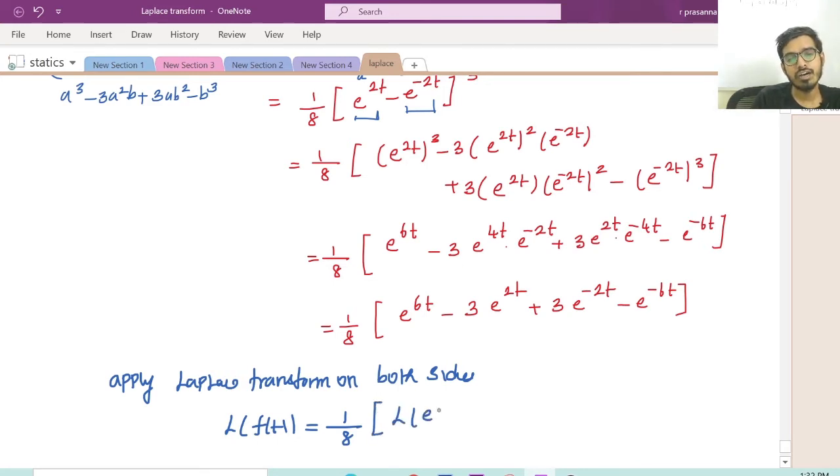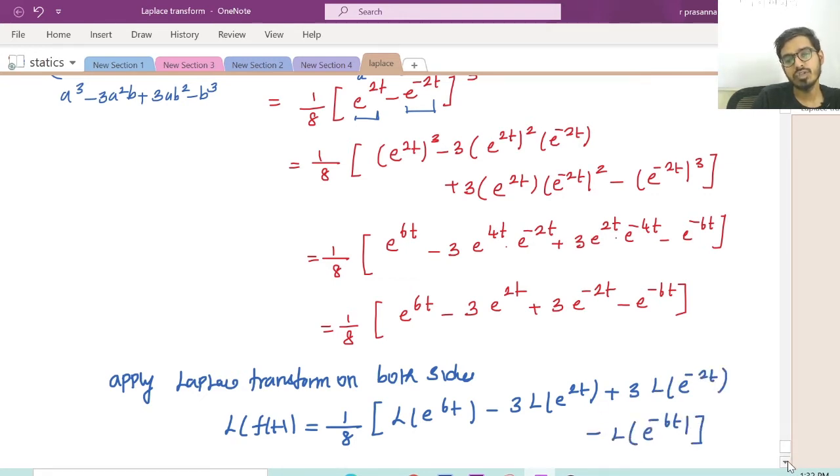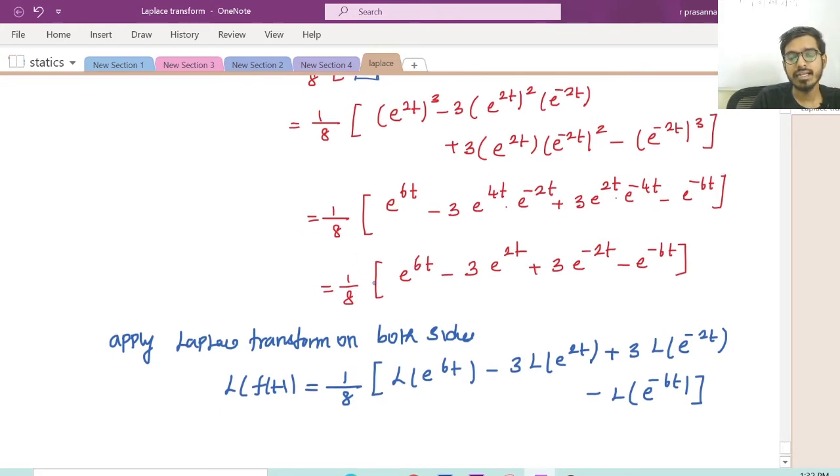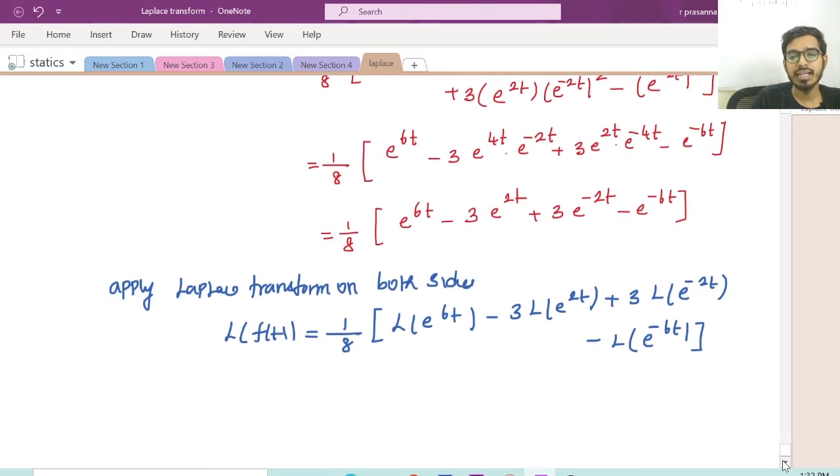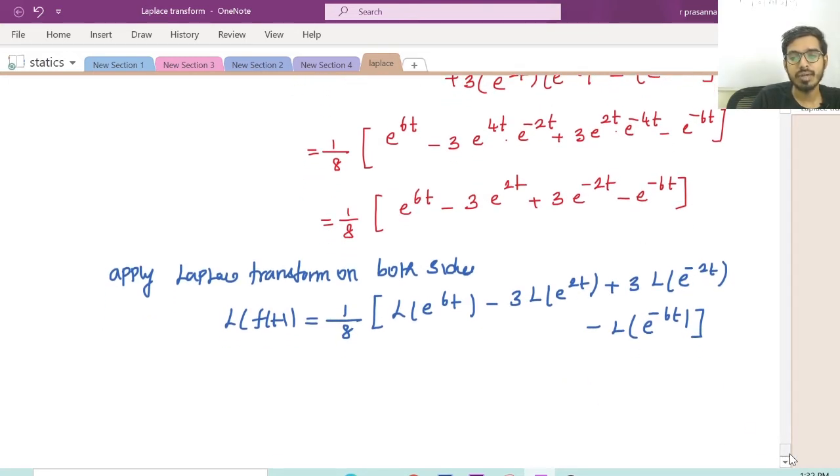This is the same as L of e power 6t minus 3 times L of e power 2t plus 3 times L of e power minus 2t plus L of e power minus 6t, right? Actually I should have L here. I can also take L inside because L satisfies the linearity property. I've taken L inside because L satisfies the linearity property.